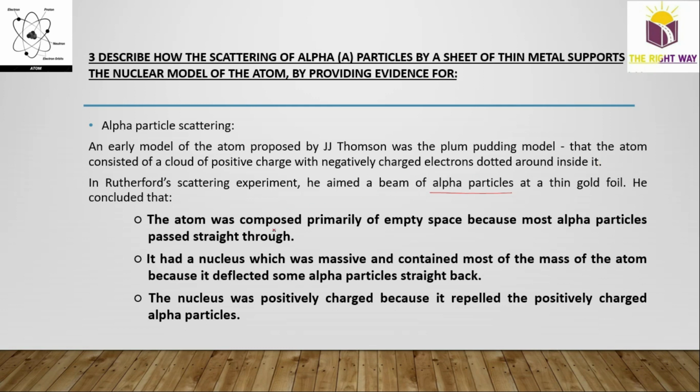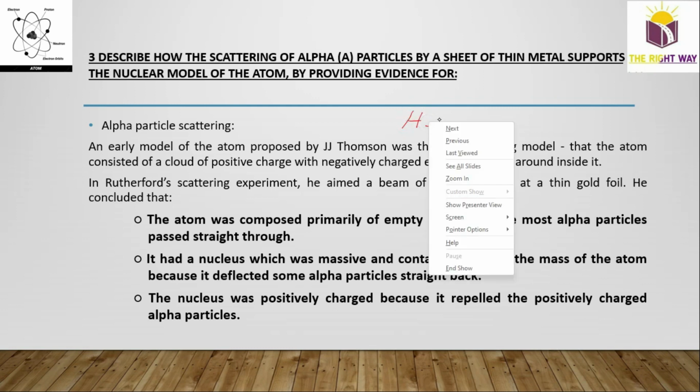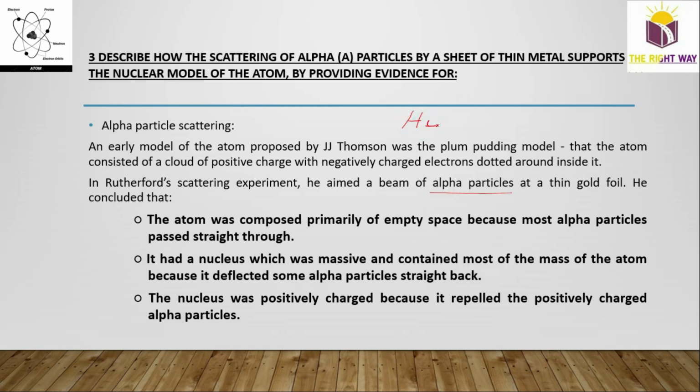Okay, first of all, alpha particle. What is an alpha particle? An alpha particle is a helium nucleus. What is a helium nucleus? A helium nucleus contains 4 nucleons: 2 protons plus 2 neutrons. This is called a helium nucleus or alpha particle, and an alpha particle contains 0 electrons.